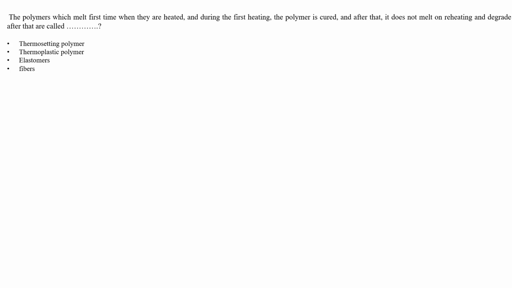Next we have the polymers which melt the first time when they are heated. And during the first heating, the polymer is cured, and after that, it does not melt on reheating and degrades after that. Are they called thermosetting polymer, thermoplastic polymer, elastomers, or fibers? So the definition is asking us that there is a type of polymer which, when it is melted once, cannot be melted again, and once it is cured, it does not change its shape, and it does not degrade or it does not melt. So what are those polymers called?